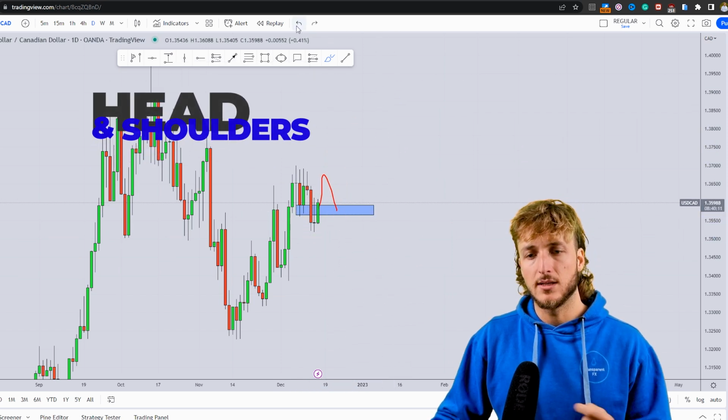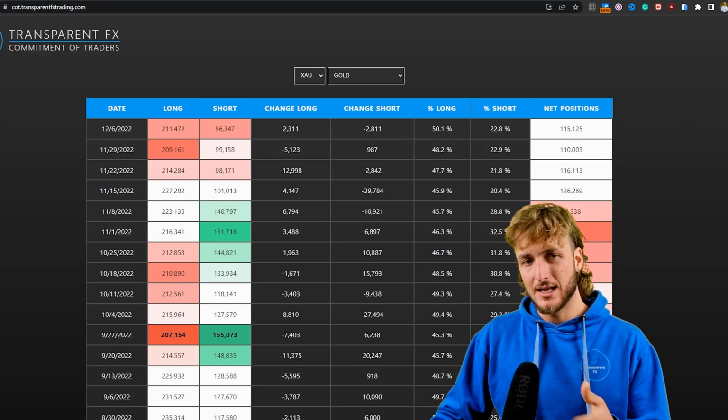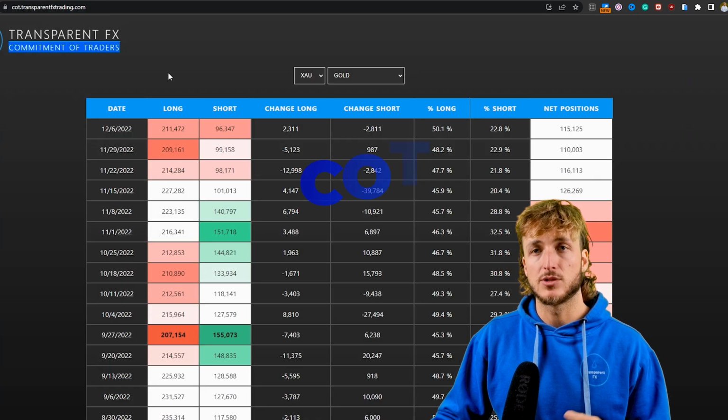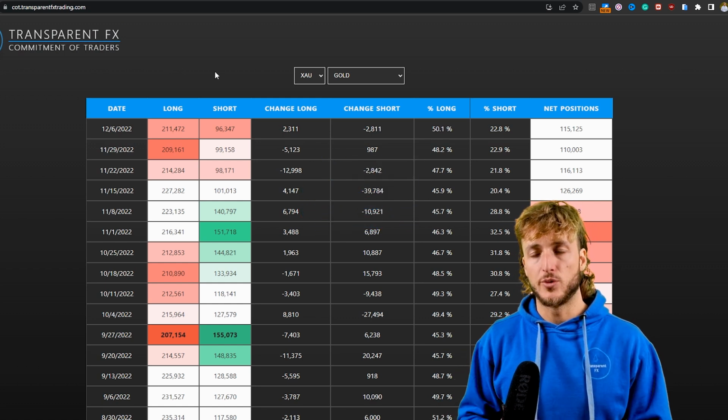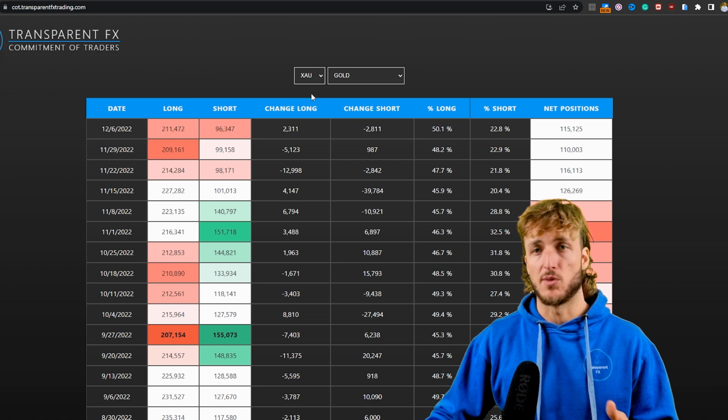Now, before we dig deeper here into the technicals, let's first go and check what we have when it comes to the commitment of traders. Now, this is the COT data, so what the non-commercials and the biggest speculators in the market are doing.